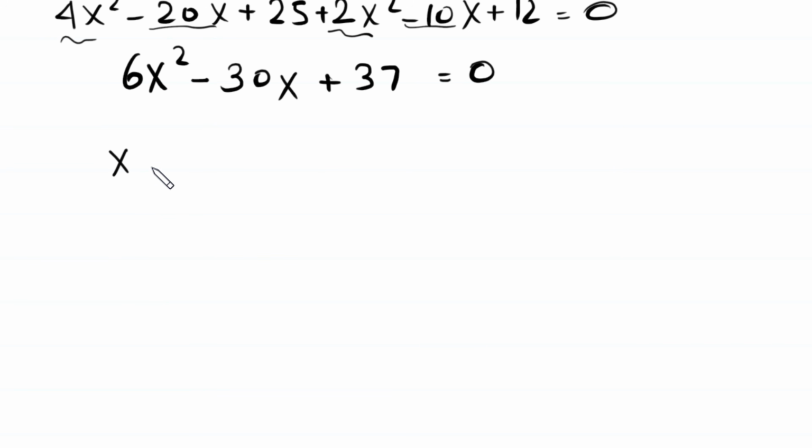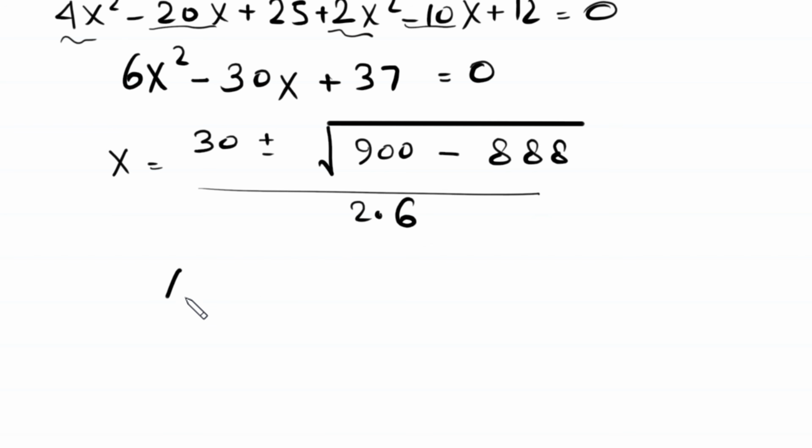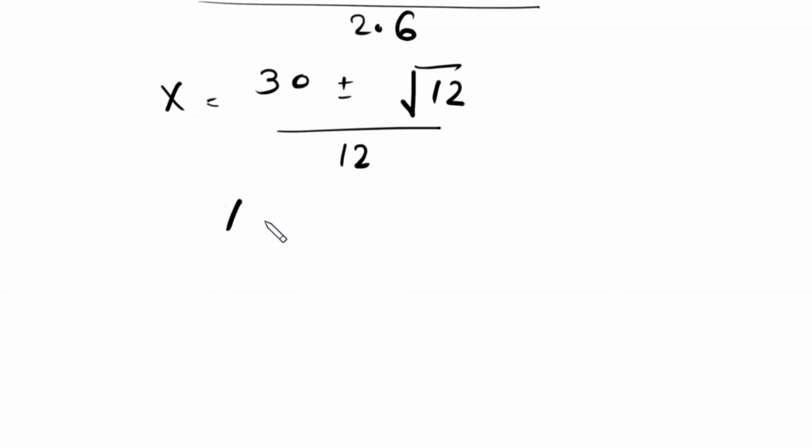According to quadratic formula, x will be equal to 30 plus minus square root of negative 30 squared is 900, and negative 4 times 6 times 37 will become negative 888, divided by 2 times a, which is 6. Further simplify, x will be equal to 30 plus minus the square root of 12 divided by 12. Next, root 12 is same as 2 times root 3, divided by 12.